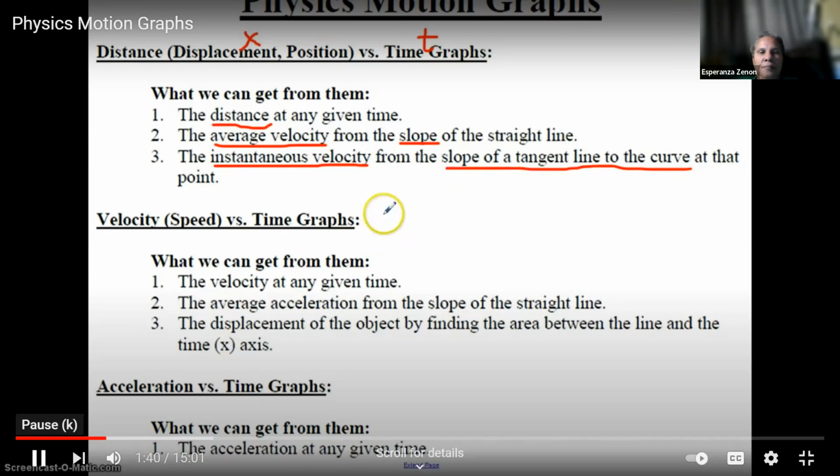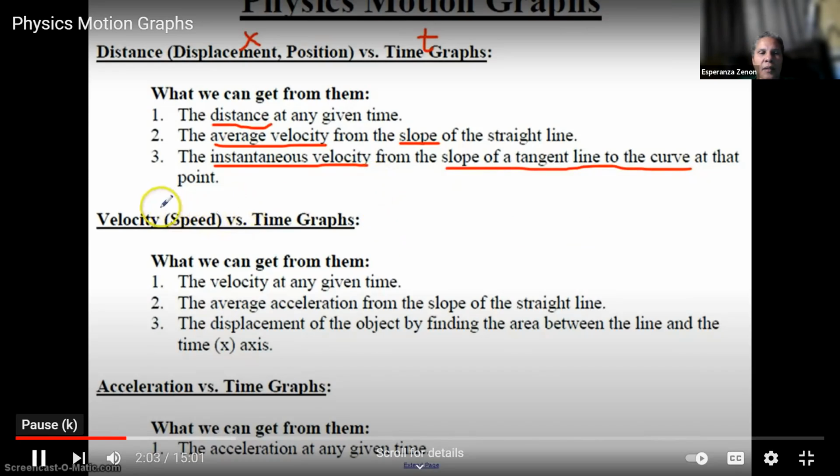So if our best fit line is not a straight line and it's a curve instead, you can see how we can't get average velocity from that because the velocity is changing, but we would be able to use a tangent line and get the instantaneous velocity using the slope of the tangent. And I'll demonstrate that for you later.